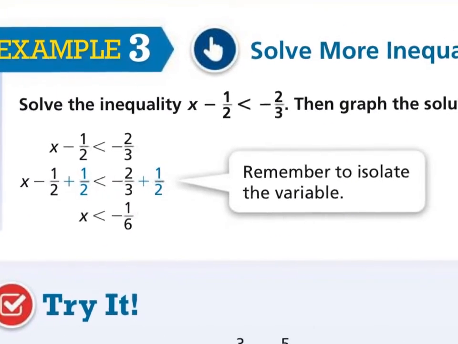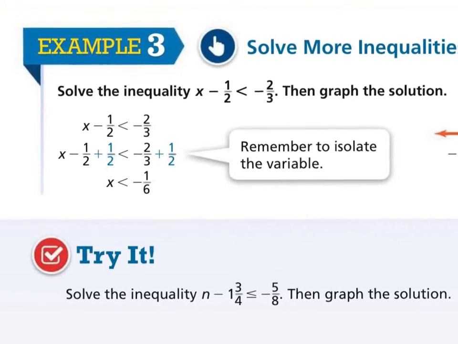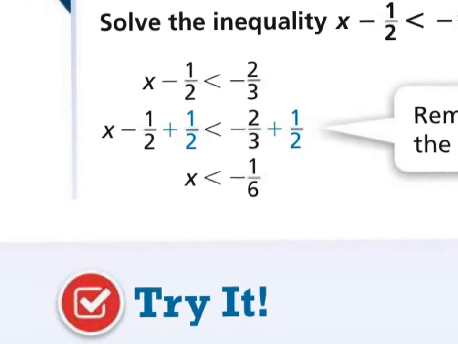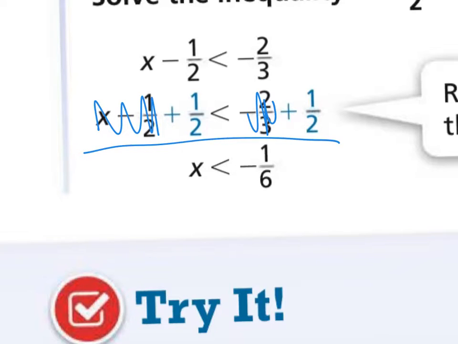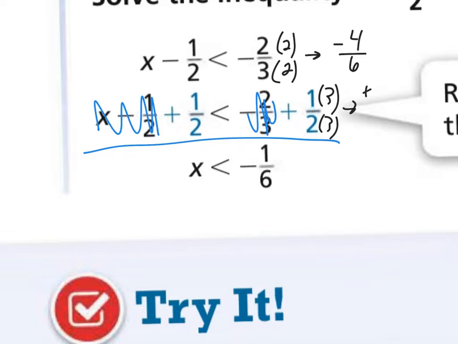Example 3, they have an inequality set up for us already, and they're asking us to solve it and graph it. So this one you can see with the variable they're subtracting, so we need to add 1/2 on both sides. When you go to do that, we need to remember when you add or subtract fractions, first you have to have a common denominator. So 6 would be our common denominator here. So this would be -4/6 plus 3/6. That's how they got the -1/6 that they did.